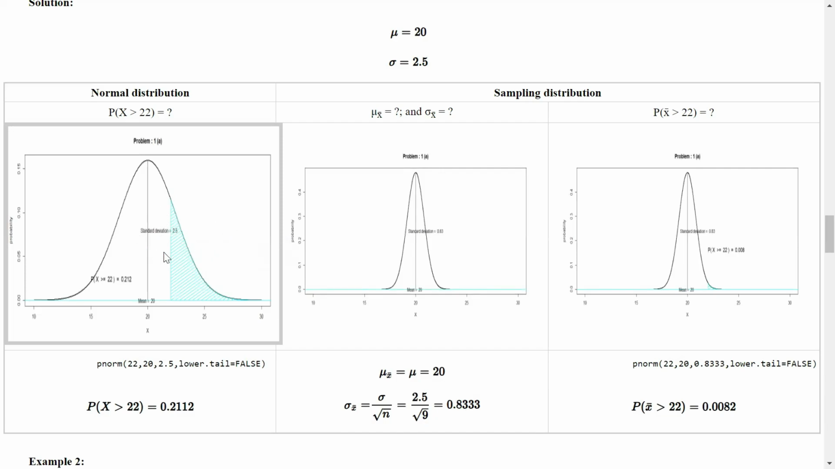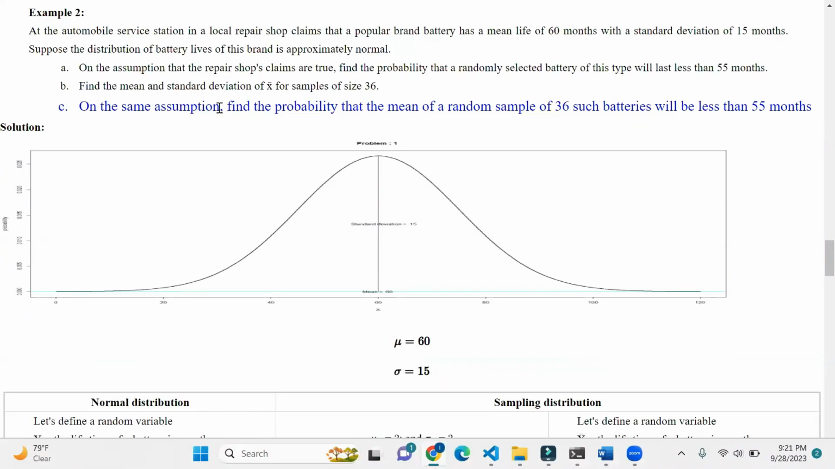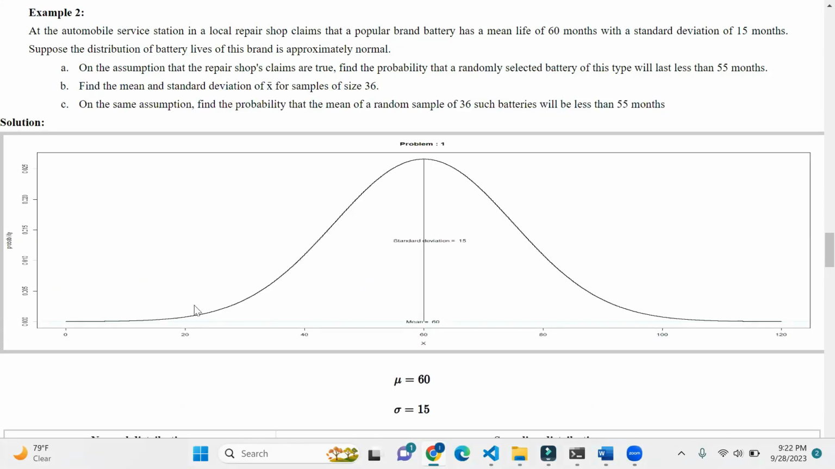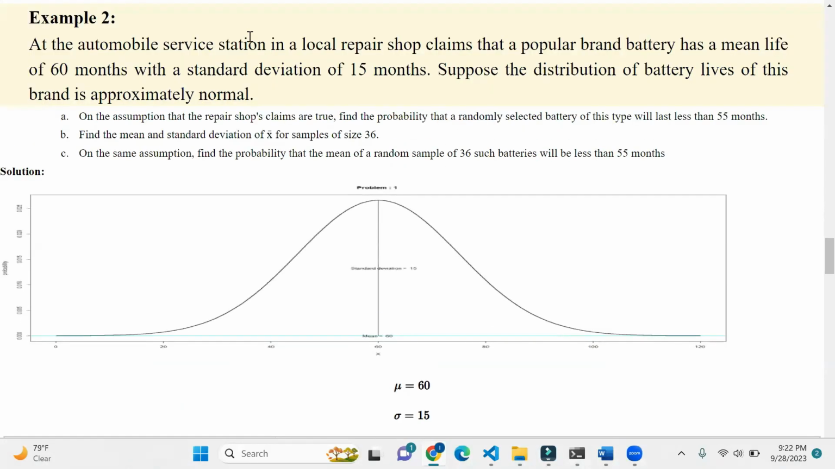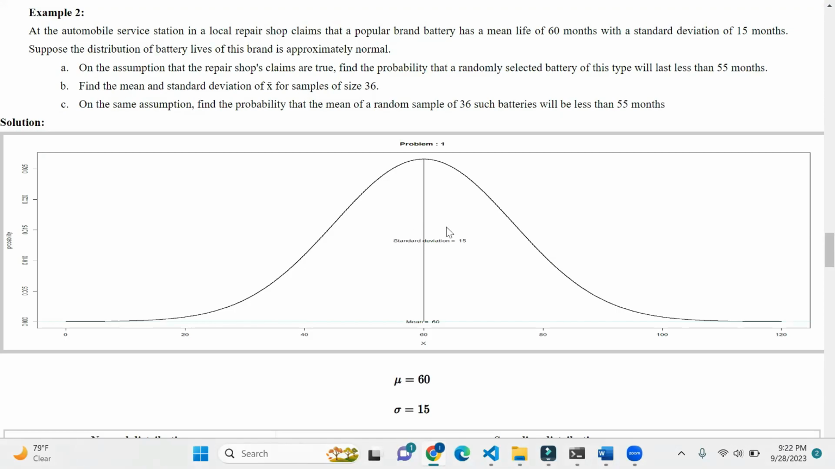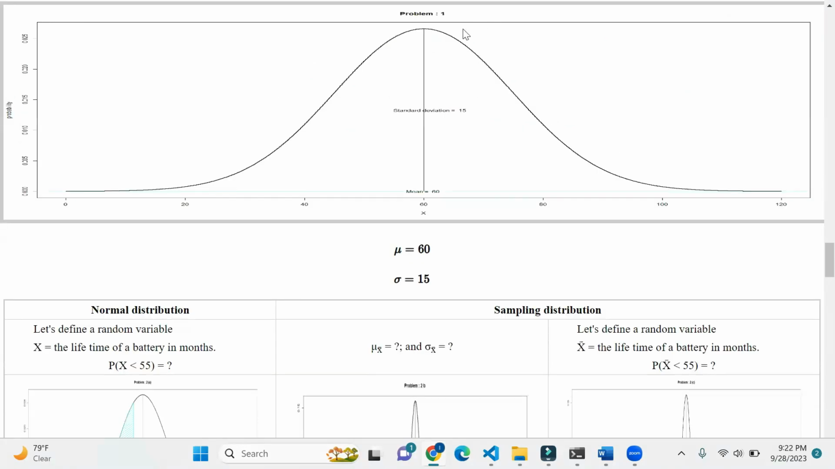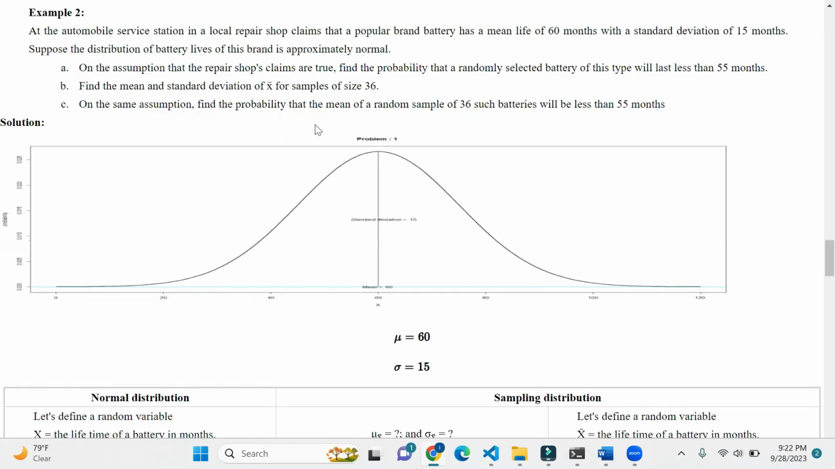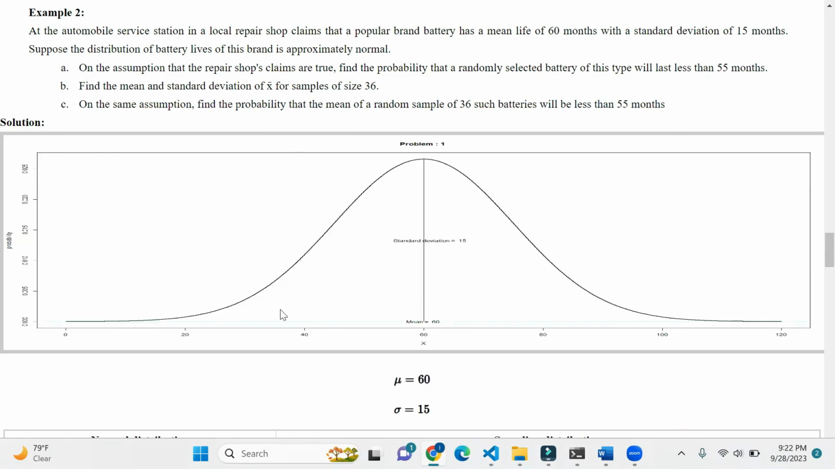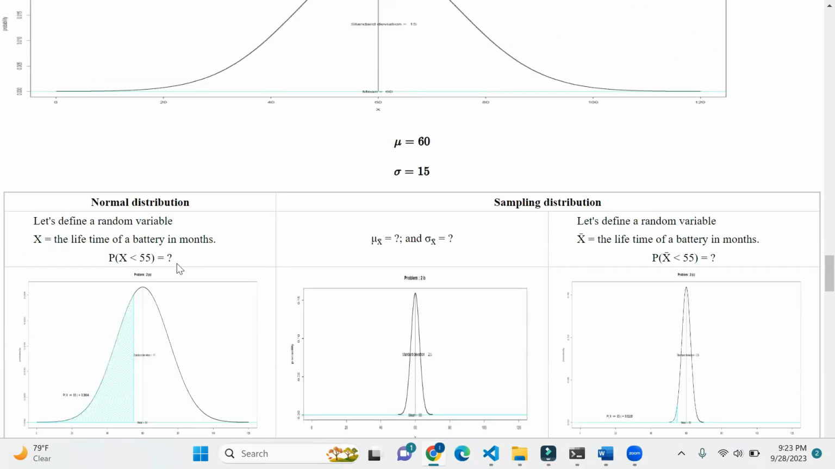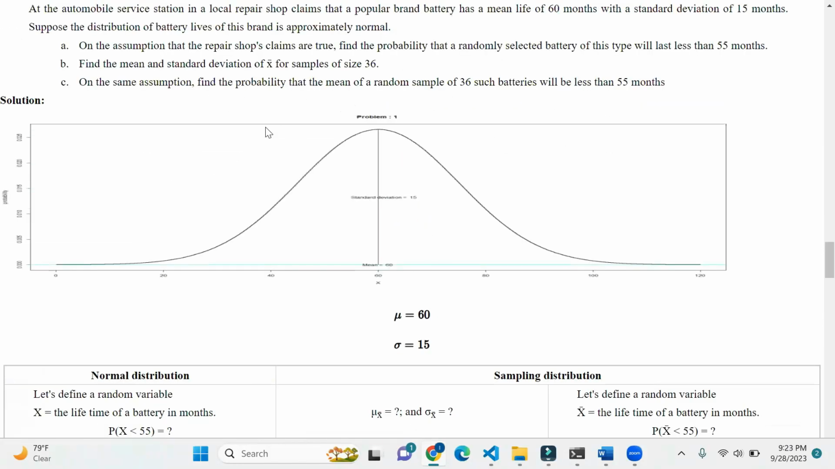In this second example, we consider a similar problem, but the probability towards the left tail of the distribution. The problem states that the mean lifetime of an automobile battery is 60 months with a standard deviation of 15 months. This is the graphical display of the population distribution and the population parameters of the problem that is shown here. Here we are trying to find out the probability that the lifetime of the battery is less than 55 months. But the question has two parts.